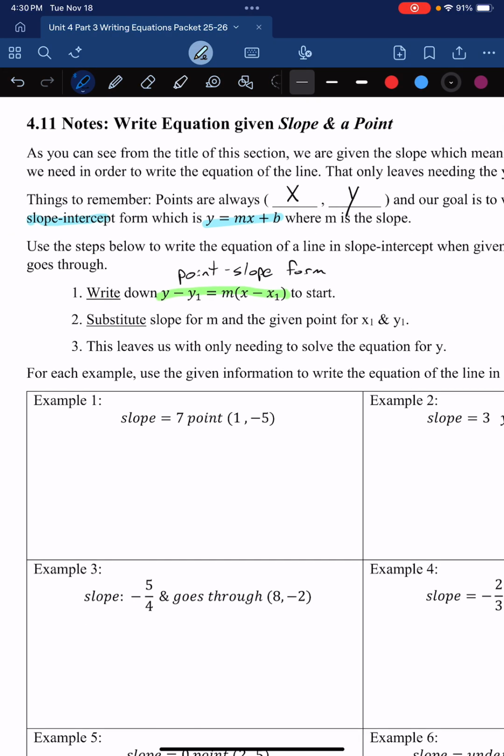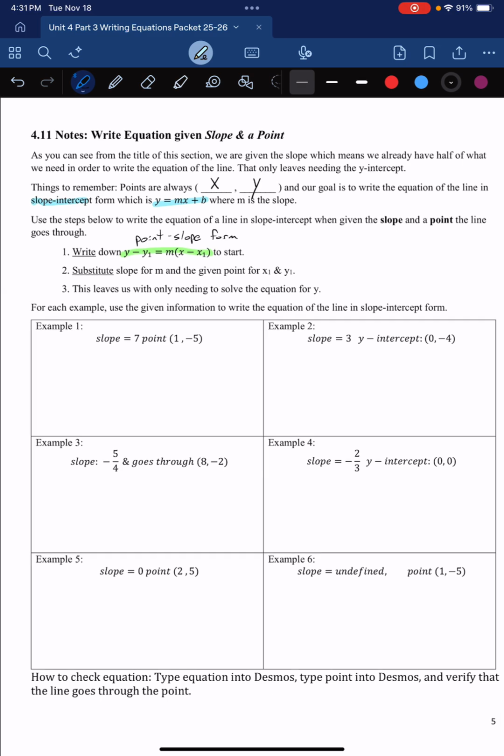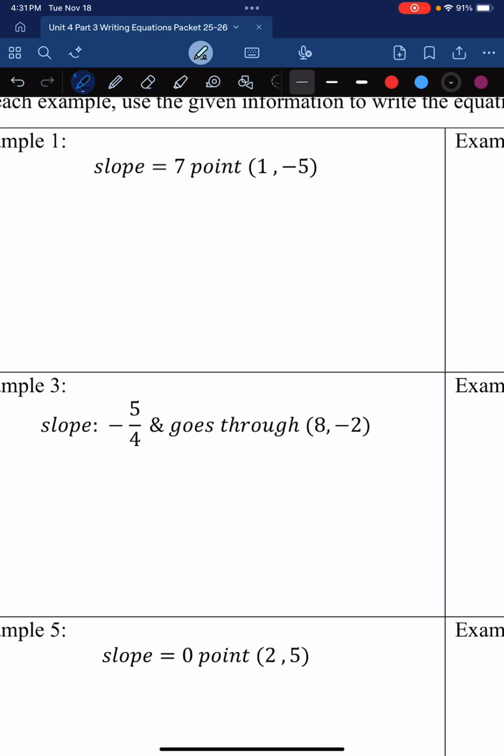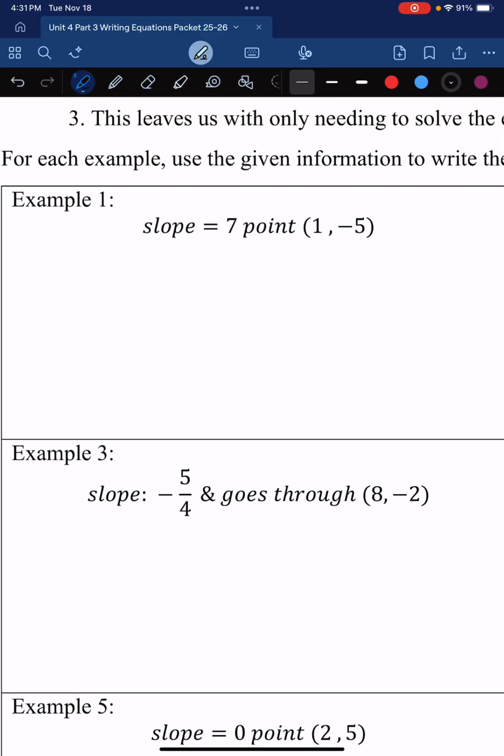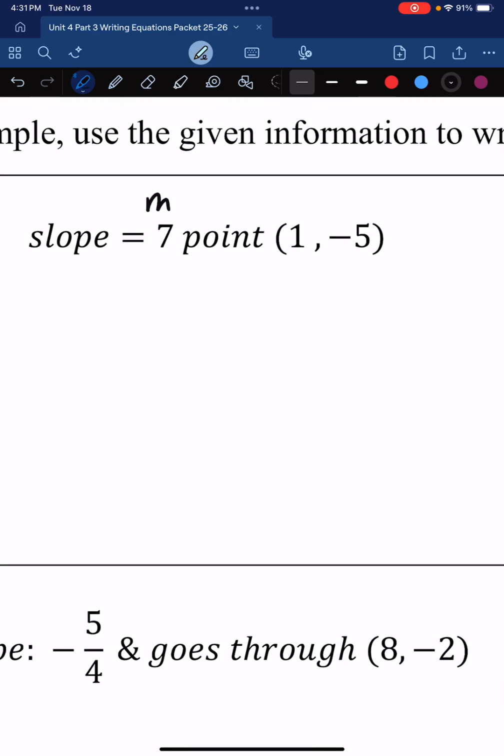Why it's called that is because we have a point in there, the x1 and the y1, and then we have the slope m. So when we look at this first problem, we are given a slope of 7. That number 7 is our m. And we're given the point 1 comma negative 5. Again, I'm going to label that x value as my x1, and this y value of negative 5 as my y1.